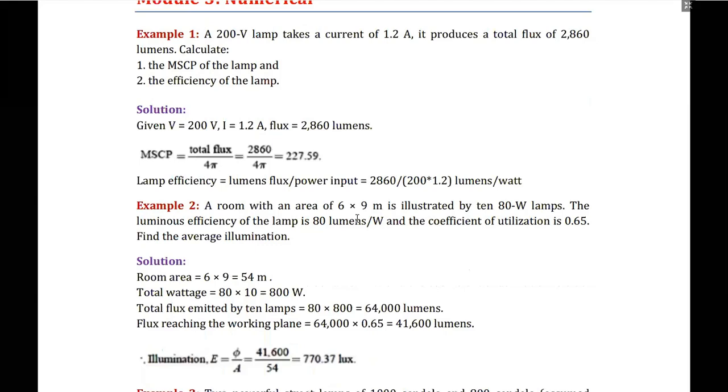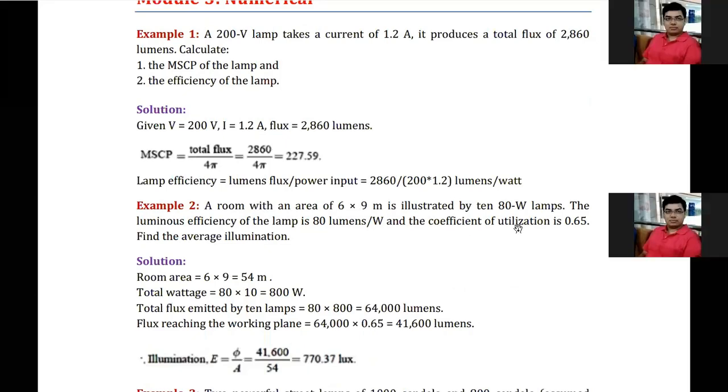एक और न्यूमेरिकल देखते हैं छोटा सा. A room with an area of 6 into 9 meter is illuminated by 10 80 watt lamps. ठीक है, एक रूम है 6 into 9 मीटर का डायमेंशन है, 80 वॉट के 10 लैंप उसमें ऑन किए गए हैं to illuminate the room. The luminous efficiency of the lamp is 80 lumens per watt, and the coefficient of utilization is 0.65. Then find out the average illumination.